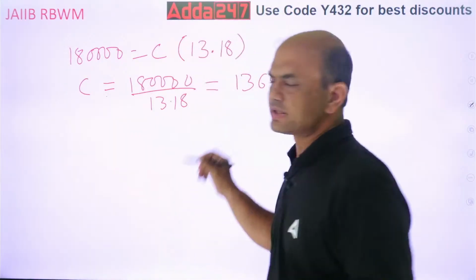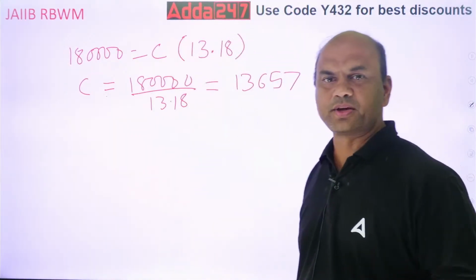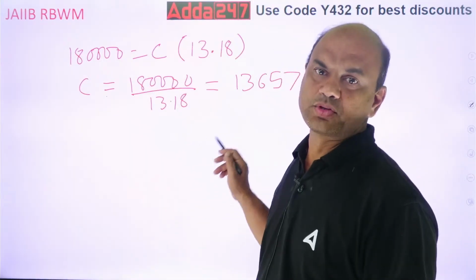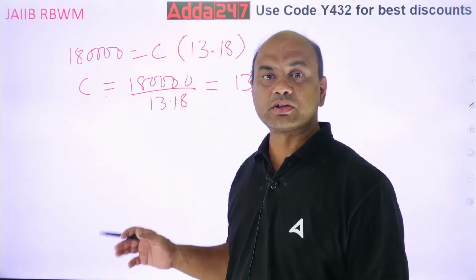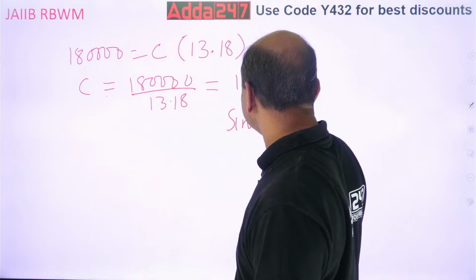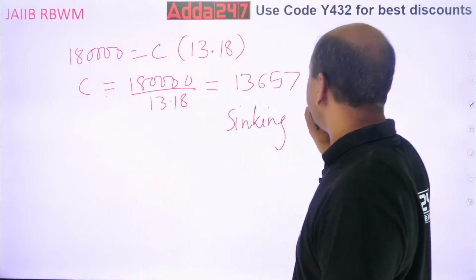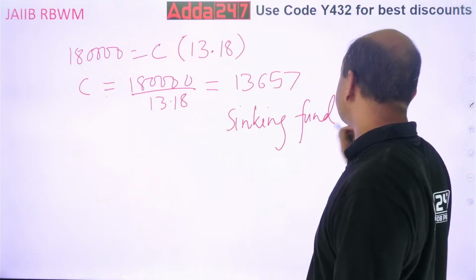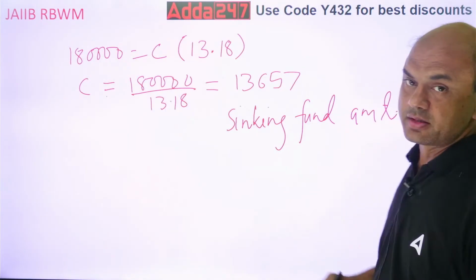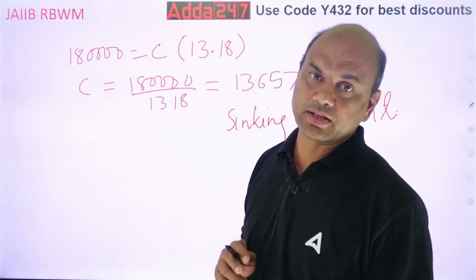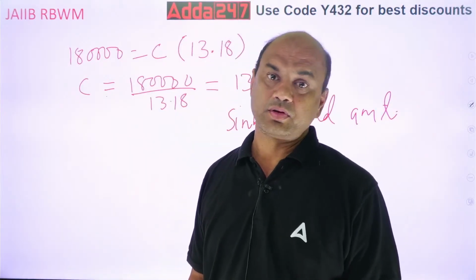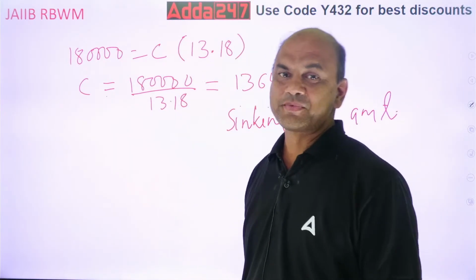13,657. This case study comes in exam. So this is your sinking fund amount which you have to keep, so that at the end of the period you should be able to replace the machinery. This sinking fund and depreciation, definitely these questions are there in exam. RBWM, they are specifically there. Don't miss this. Okay? Everyone got this?